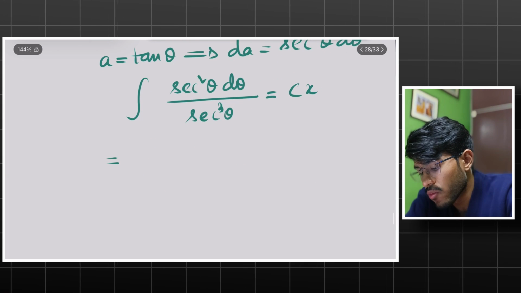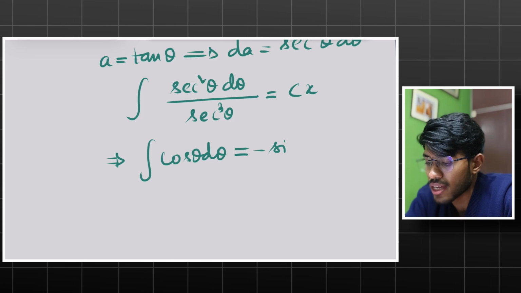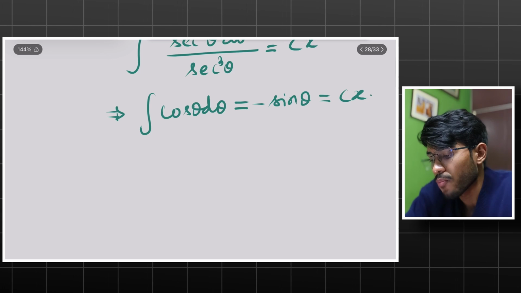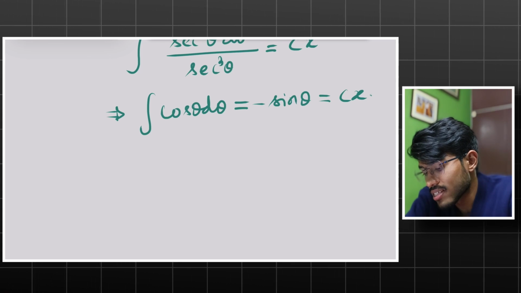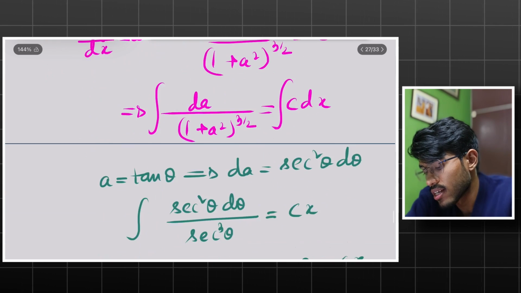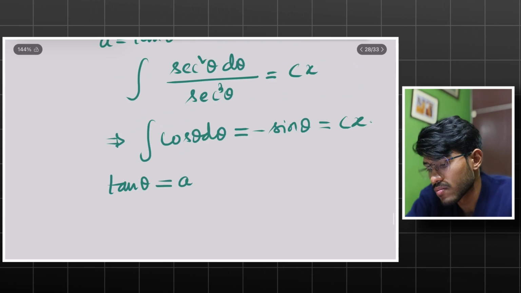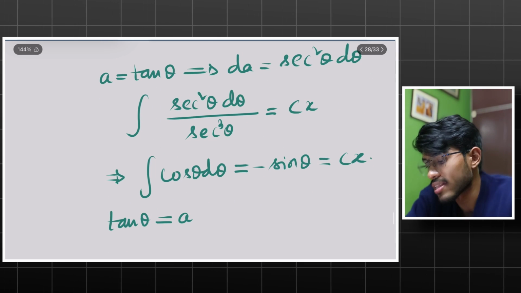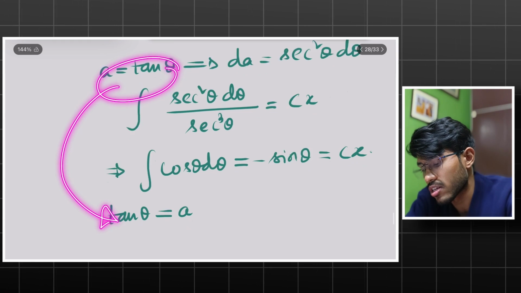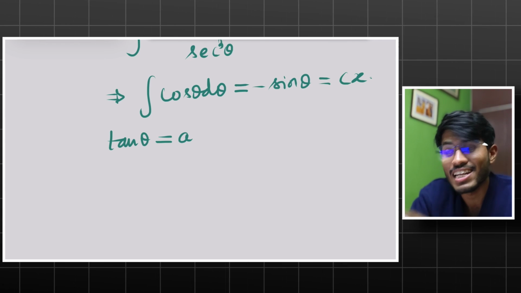And now this will be what? Cos theta d theta, that is equal to sin theta, and that is equal to cx, right? Now, how can I get my tan theta? Because tan theta is equal to my dy dx, right? And that is equal to a. So I got that, sorry. Yes, a is equal to tan theta. Here I have taken that assumption. So I am just doing it very quickly because I just want to show you that it is actually a circle.